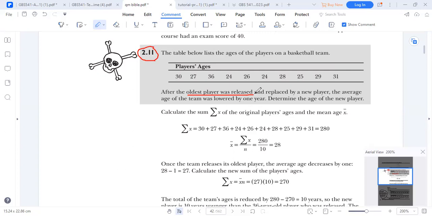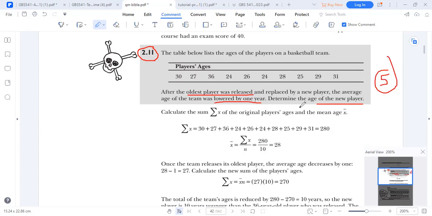I repeat. Below we have a table of what? We have a table of basketball team members. Now these basketball team members, we are told that it was discovered that one of them was too old, was above age, so they had removed the oldest. And when they removed the oldest, the mean reduced by 1 year. The question is find the age of the new player. This is about 5 marks, a tough question, so you need to think through now.